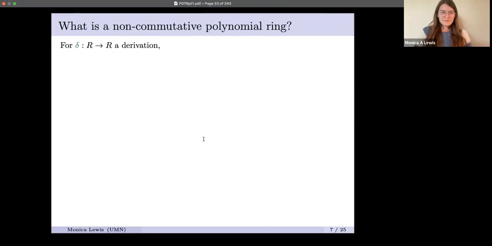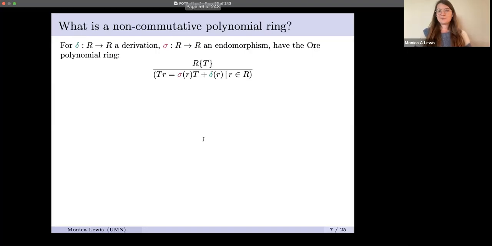So the basic data is a derivation and an endomorphism give us what's called an Ore polynomial ring or skew polynomial ring. R adjoin some non-commutative symbol with a certain twisted commutation relation. And this is quite a lot to keep track of. It might be better to imagine simplifying this by taking one of the two pieces of data and making them trivial. For example, you could imagine setting your endomorphism to be the identity and then picking your favorite derivation.